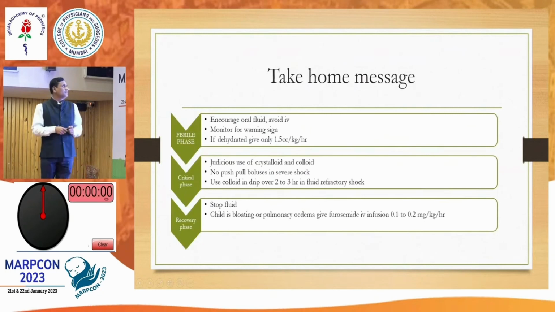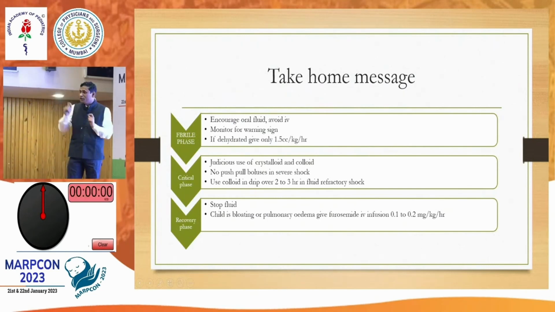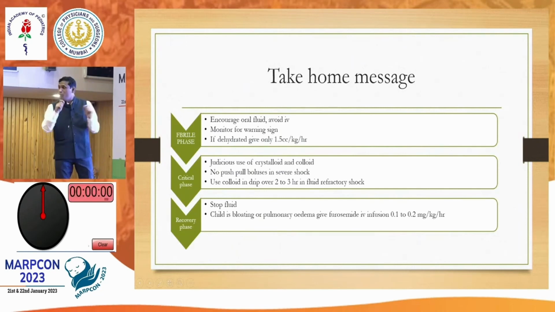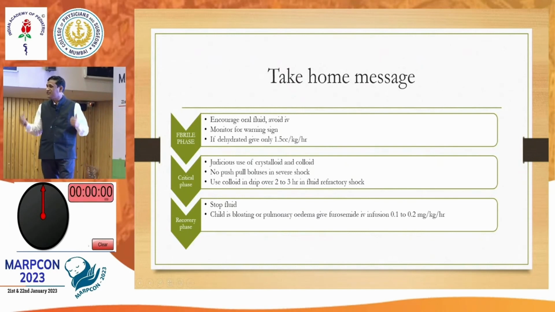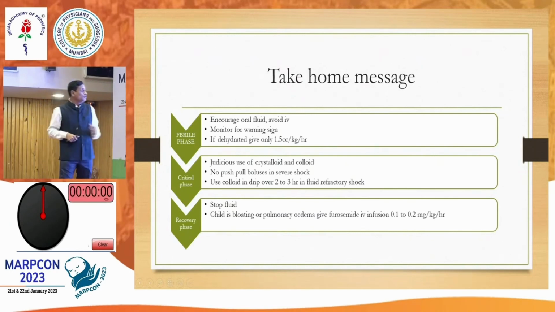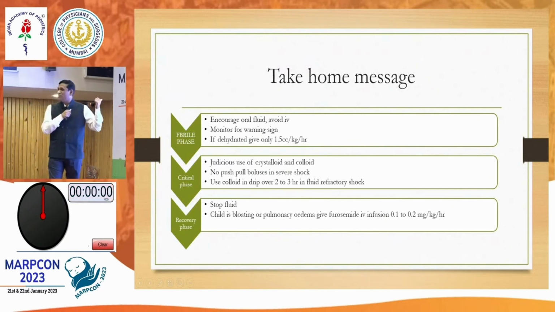Take home messages. In the febrile phase, increase oral fluid, try to avoid IV fluid in the febrile phase. If the child is dehydrated, give only 1.5 cc per kg per hour. Don't use 4 cc per kg per hour as maintenance. And monitor the vital signs. In the critical phase, use judicious crystalloid and colloid. Don't give push boluses. Remember, you give infusion boluses. If you give push boluses, it increases the ascites and pleural effusion. Use colloid in drip over 2 to 3 hours. Don't push the colloid because it leads to pulmonary edema.